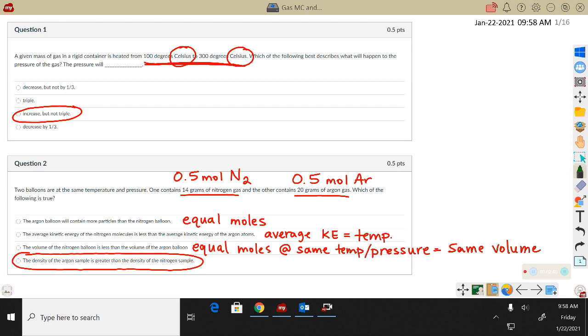So obviously, mass depends on the identity of the particle, and density is mass over volume. So yeah, in this case, the density of the argon sample is greater than the density of the nitrogen sample. It's more massive, but they have the same number of particles. It's just that the particles of argon are heavier than the particles of nitrogen. So they'll expand to the same volume, but the argon balloon might be more likely to sink in air, and maybe the nitrogen balloon would be lighter.